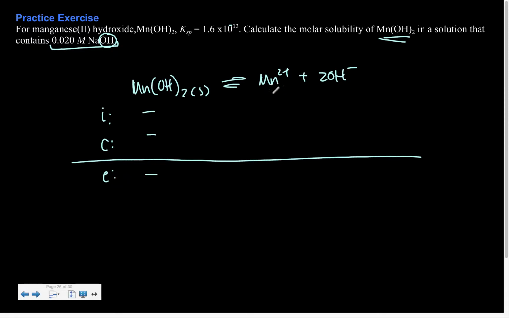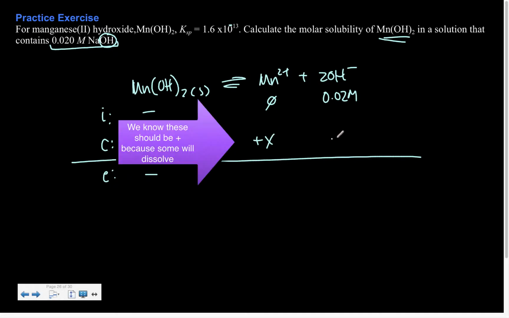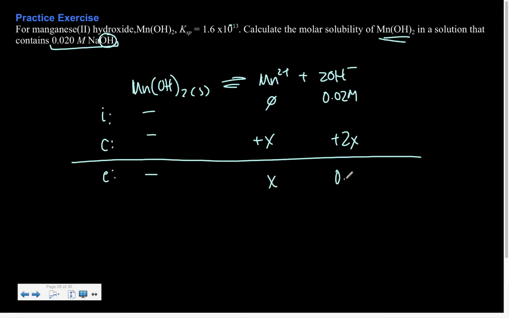Currently, there is none of the manganese ion initially, but we do have 0.02 molar of hydroxide initially. Now, some of this will hopefully dissolve, which means that at equilibrium, I'm going to have x and 0.02 plus 2x.